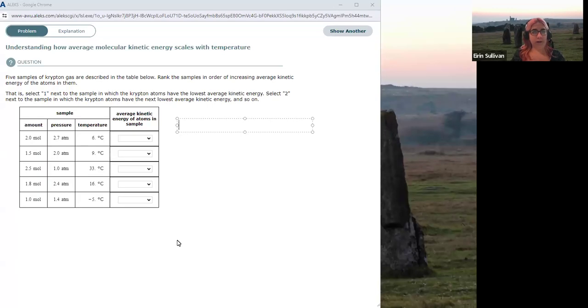Understanding how average kinetic energy scales with temperature. Now, this looks like a humdinger of a question to answer, but all it is testing is that you understand the relationship between the kinetic energy of an ideal gas and its temperature. The only thing that the kinetic energy depends on is its temperature.